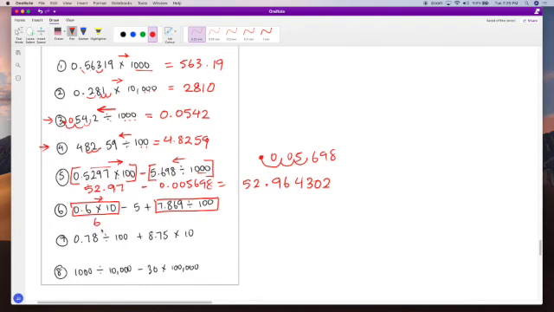So this will be 6 minus 5 plus, and then this is a divide, so it'll be moving 1, 2 spaces, so I'll get 0.07869. So we know 6 minus 5 is 1. 1 plus this will give me 1.07869.